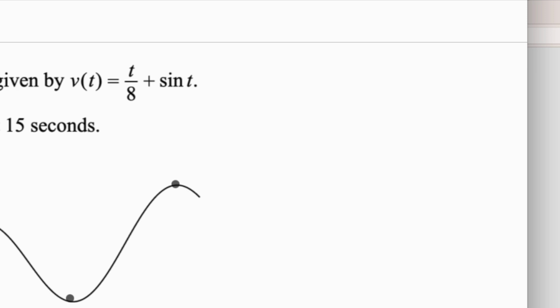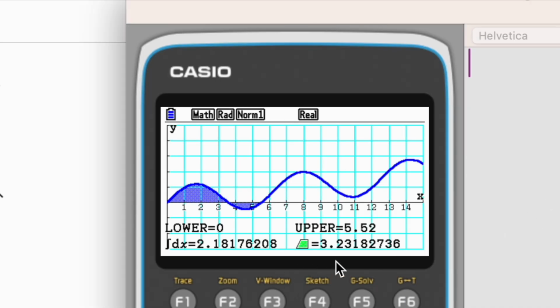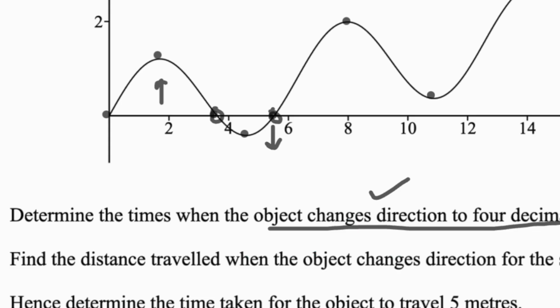In the second part, if you see, the question says, hence determine the time taken for the object to travel 5 meters. So which means area is given and you have to find out the time. So if you read very carefully, this area is 3.23, which means in order to reach 5, your object should travel more, right? For more time, I mean to say. So if you calculate the difference between 5 and 3.23, from that point you can integrate. I'm going to show you the expression and then we can solve it in the GDC.